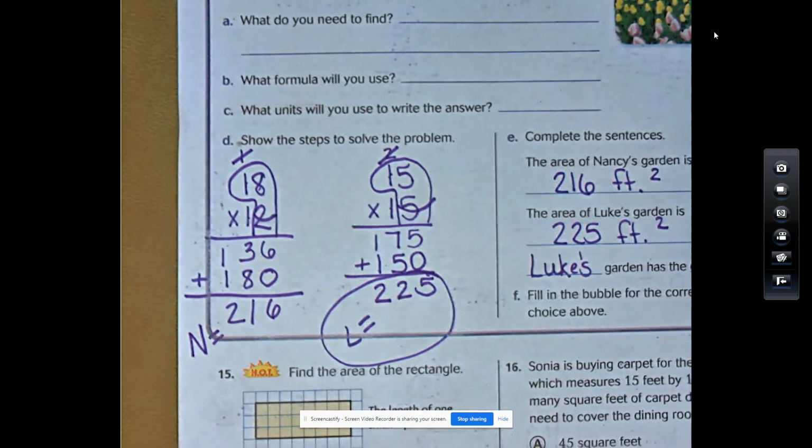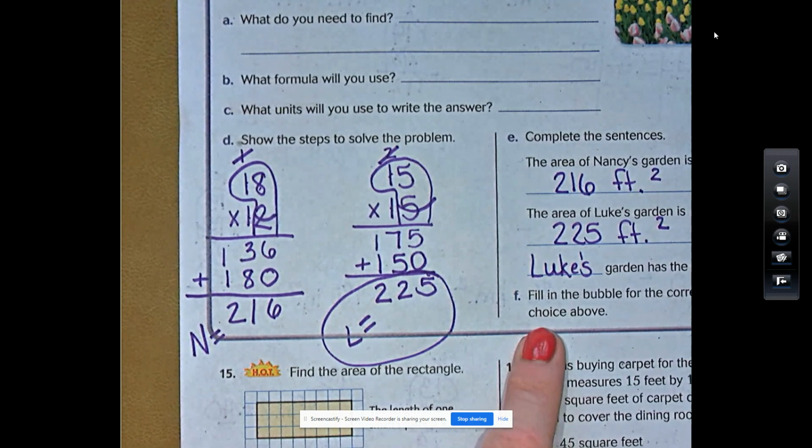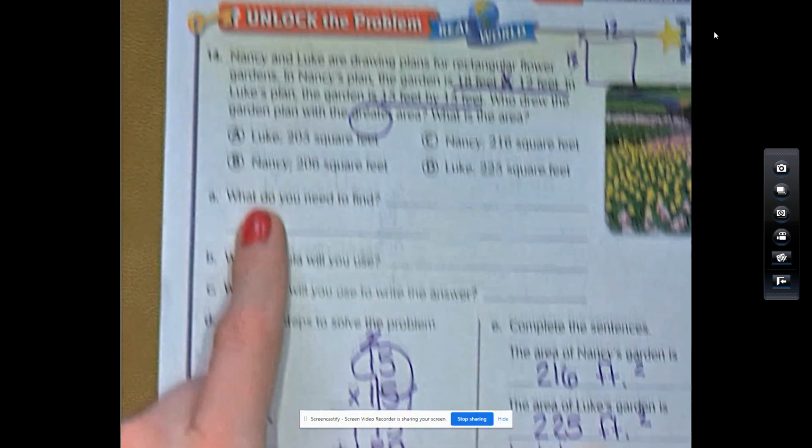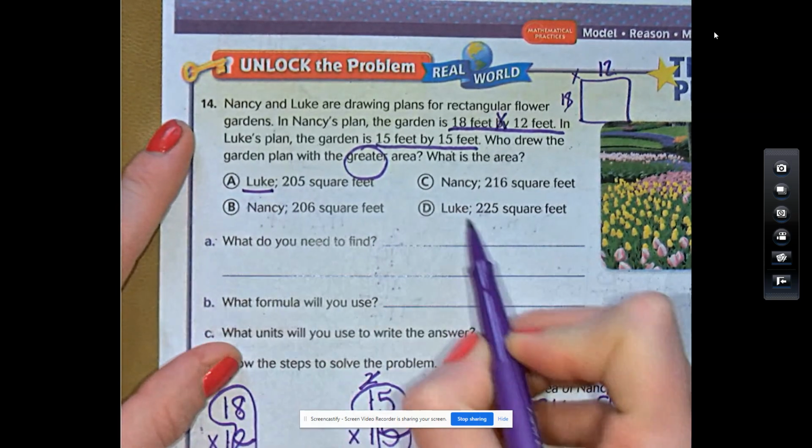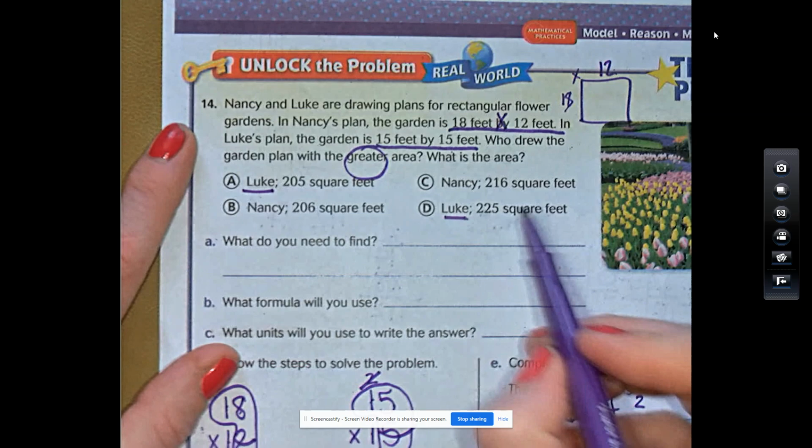Fill in the bubble for the correct answer choice above, okay? Is it Nancy or Luke that had the greater one? Luke. So I have to choose, here's a Luke and here's a Luke, but which one has the correct area? This one, right?